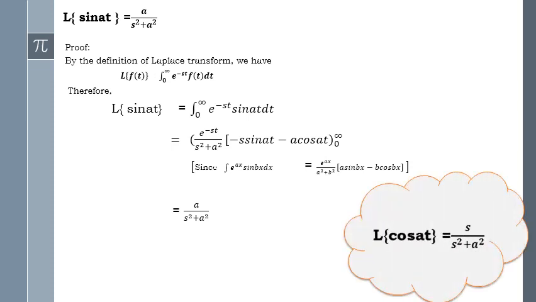Similarly, by using the formula integral e power x cos bx dx, we can find the Laplace transform of cos at. This is nothing but s by s square plus a square.